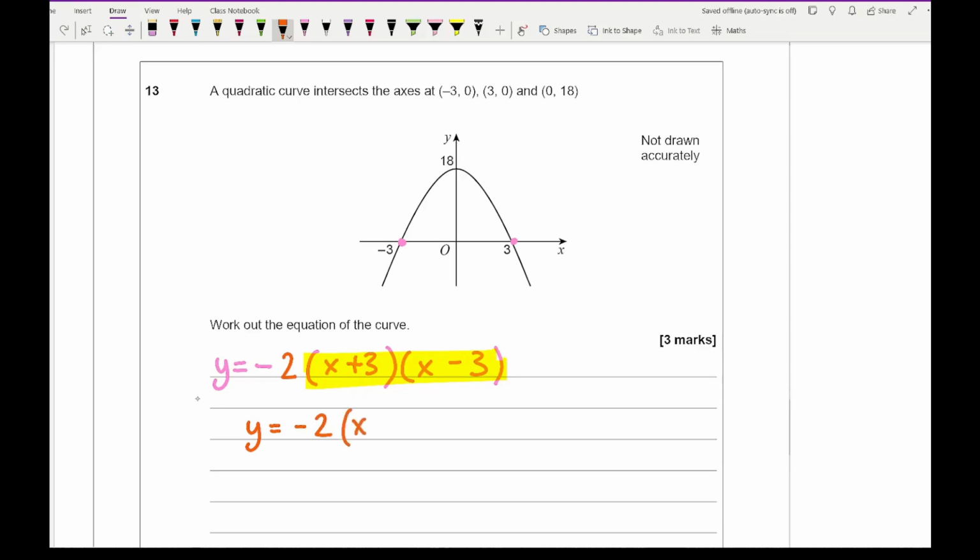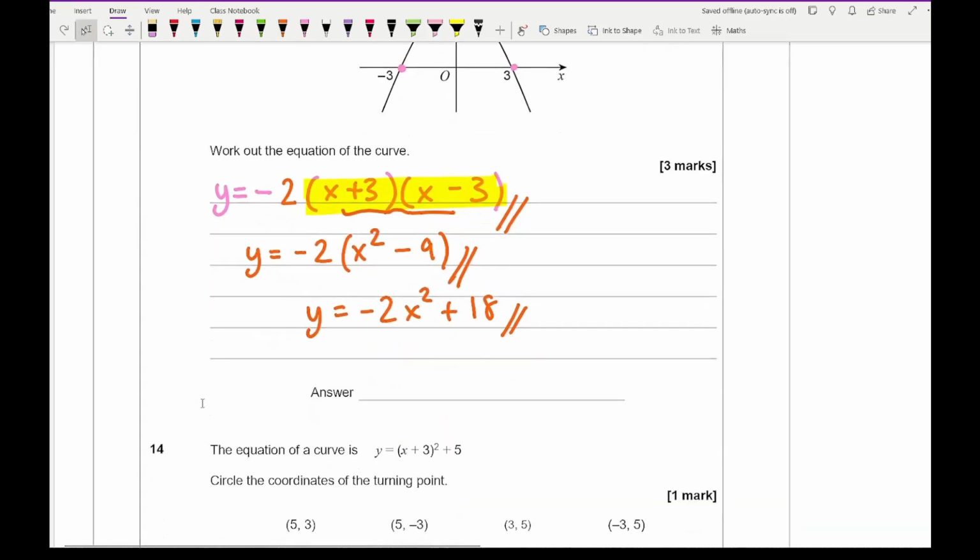So then this becomes an equation of y equals minus 2, and then it's going to be x plus 3 times x minus 3, and then we can recognize that this is a difference of 2 squares, so we can either leave it as that, or I can write x squared minus 9, in which I could write my answer as either of those two, which would be fine. You could also expand it out, so I can end up with minus 2x squared plus 18, and that would be fine as well. So any of those three would be fine to get 3 marks.